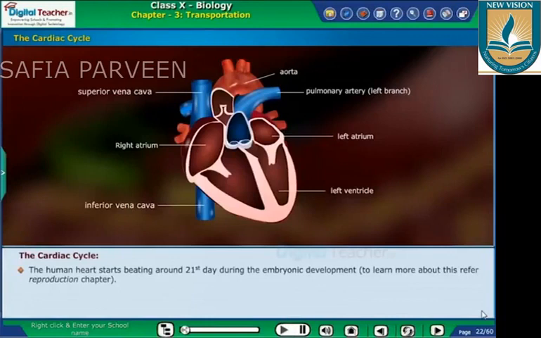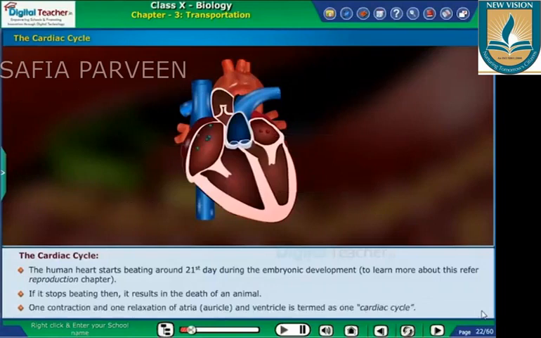Cardiac cycle, that is human heart, starts beating on the 21st day during the embryonic development. It is the first organ to function in an embryo. And once it is started, now if the heart stops beating, it is the death of the organism itself. So it does not stop until a person dies.